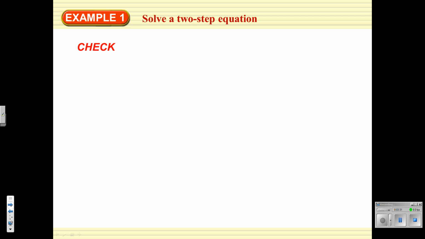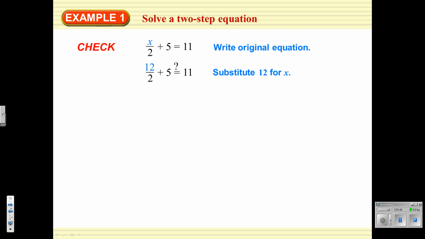So let's check it by substituting in the 12 for x. Write the original equation, substitute the 12 in for x, and now is when we would follow the order of operations. We don't have to undo it. We would do 12 divided by 2 first, which is 6, and 6 plus 5 does equal 11.